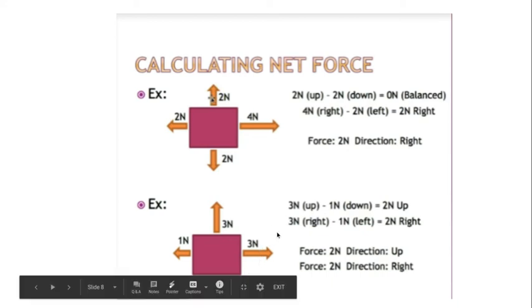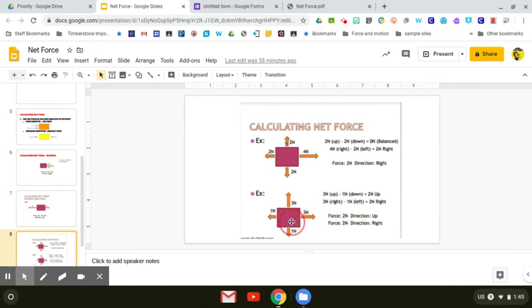In the bottom example, I have another object that has a force of 3 newtons moving up and 1 newton moving down. So if I find those opposites first by subtracting, 3 minus 1 gives me a grand total of 2 newtons up acting on that object. And then these are also opposite forces, so I'd have 3 newtons to the right, 1 newton to the left. I'm going to subtract those. 3 minus 1 is 2. The direction is always going to be in favor of the larger force. So this is going to be 2 newtons to the right. So for this one, my grand total net force is actually in 2 directions. I have a force acting 2 newtons up and a force acting 2 newtons to the right. So sometimes that is the case if they are not balanced.